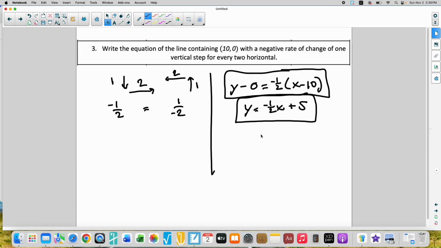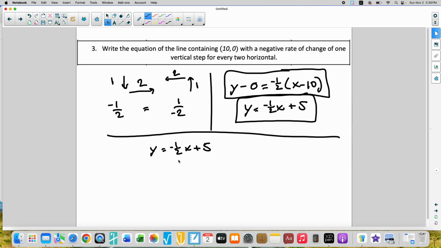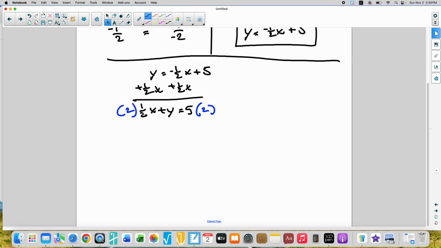And then if we want to put it in standard form, we could do that. Not sure if we need all three formats. So we'll take y equals negative 1/2 x plus 5. Let's add 1/2 x to both sides. You get 1/2 x plus y equals 5. Remember, a, b, and c must be integers, so I got to multiply this by 2 to get rid of that fraction, and that would give me x plus 2y equals 10, and that would be standard form.